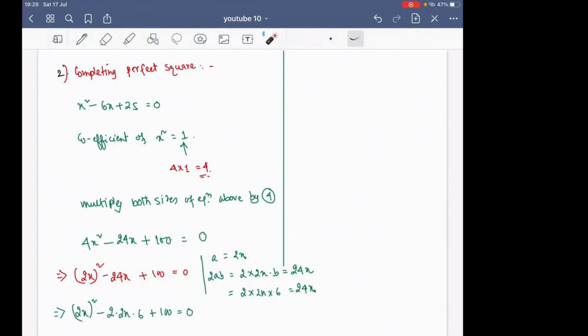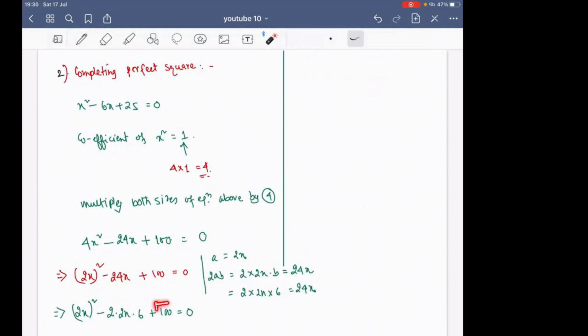Okay, we want to make a complete perfect square. We have got a square. We have got twice ab. What we are lacking is b square. B is how much? B is 6, right? B square will be how much? 6 square will be 36.